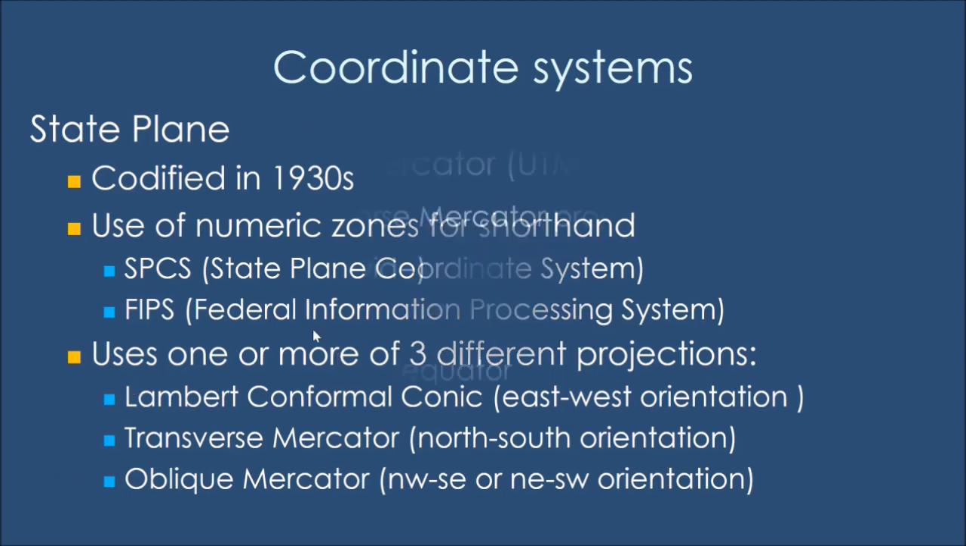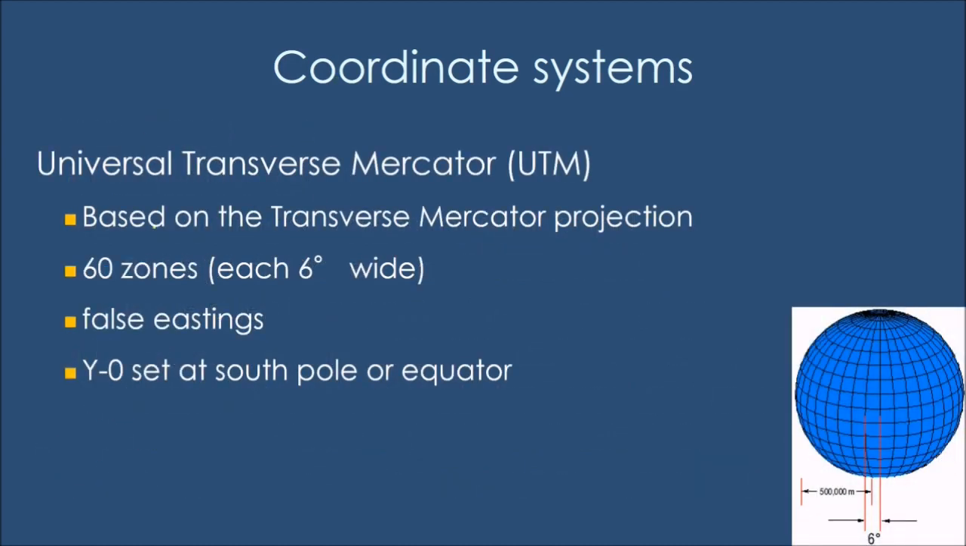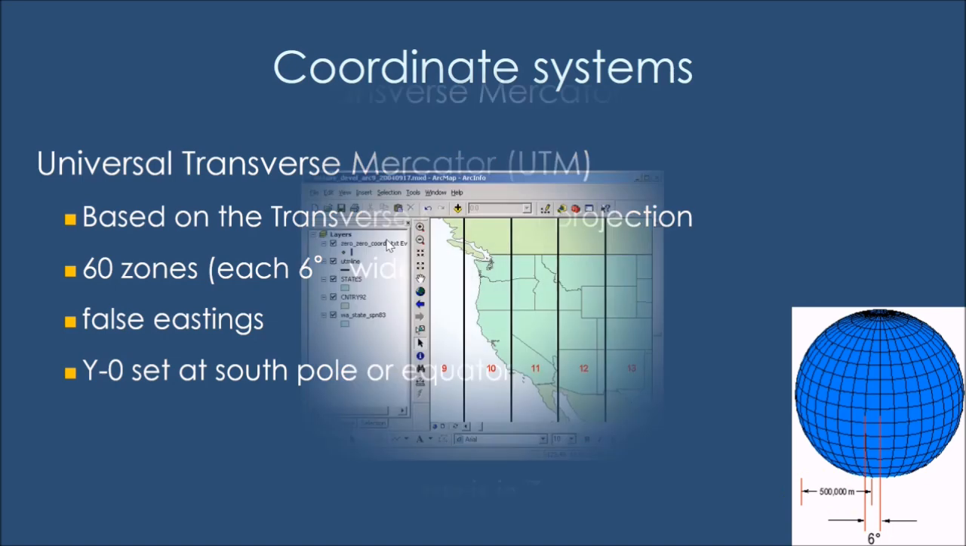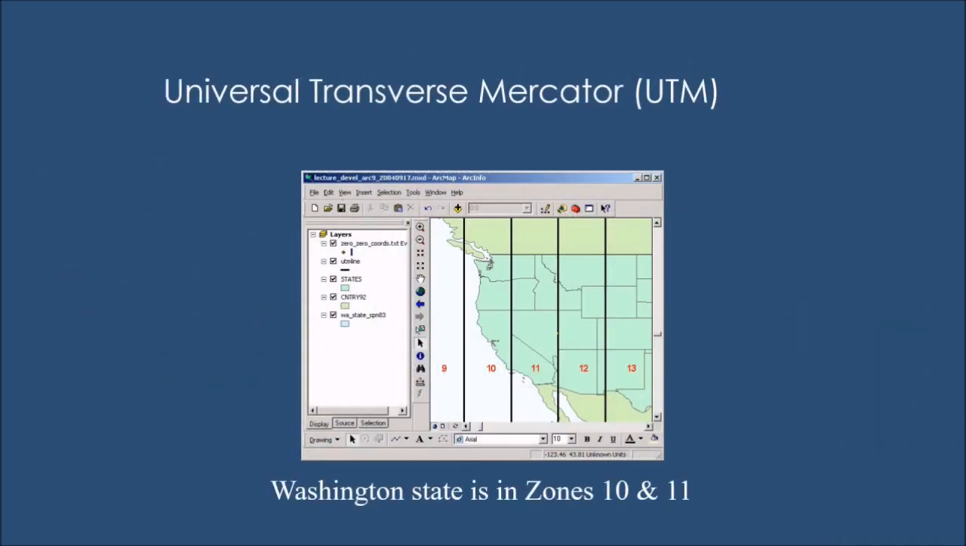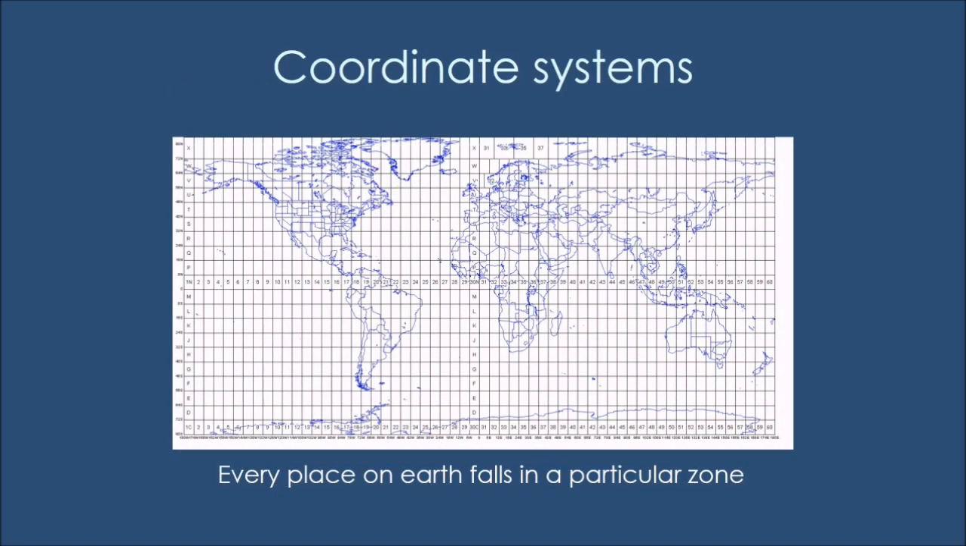While the UTM is based on the transverse Mercator projection, and you have 60 zones, 6 degrees each, and we have false easting. And you also have a false northing set at the south pole or equator. So this is how it is defined in UTM. See, this is Washington state, which is in zones 10 and 11. In the coordinate system, every place on the earth falls in a particular zone.